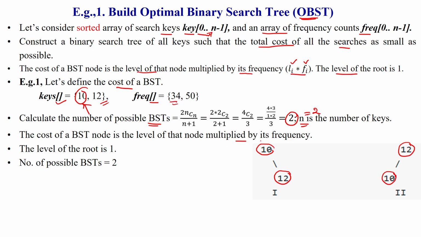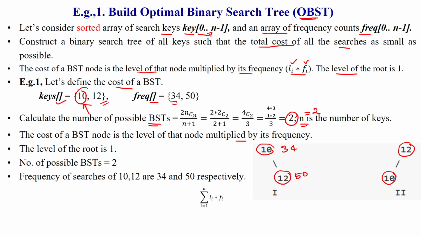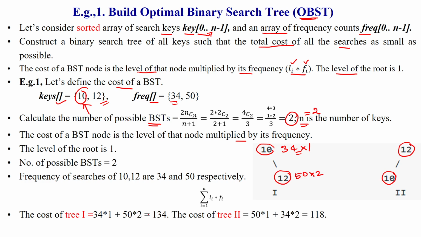Now the frequency values are to be written here. 34 is for the 10 and 50 is for the 12 in the first tree. When you multiply each frequency value with the level, it is 34 into 1, since the root is level 1, plus 50 into 2, since the level is 2. Adding them, you get 134 as the value for tree 1. Then for tree 2, 12 has frequency value 50 and level 1, and 10 has frequency value 34 and level 2. Multiplying, it is 68 plus 50, and you get 118. Among both, 118 is the minimum value, so this is the optimal binary search tree in the given example, not the first one.